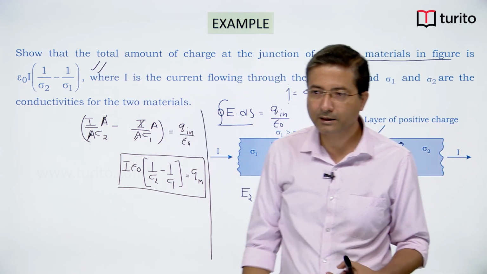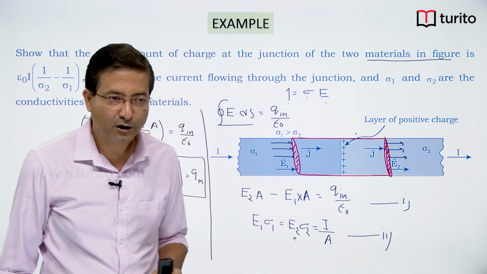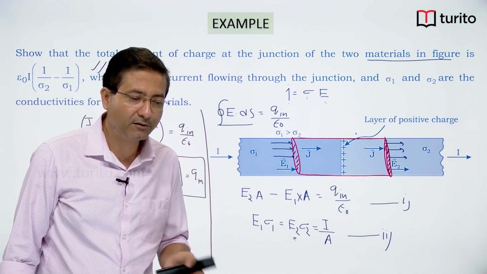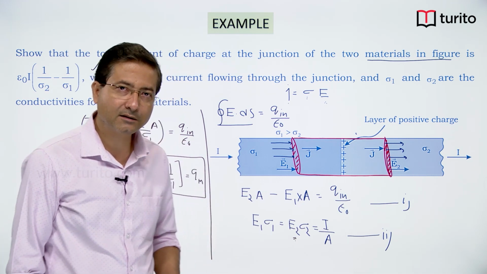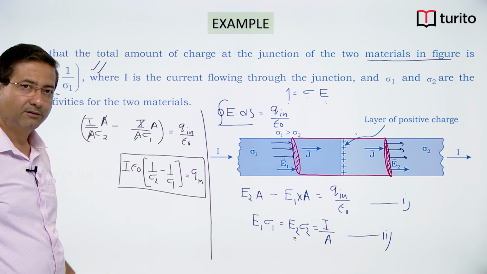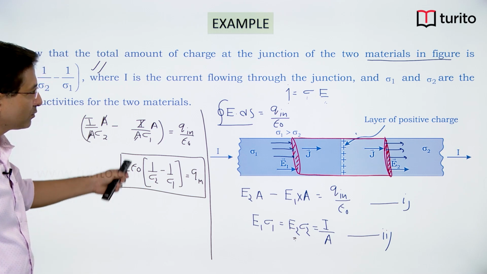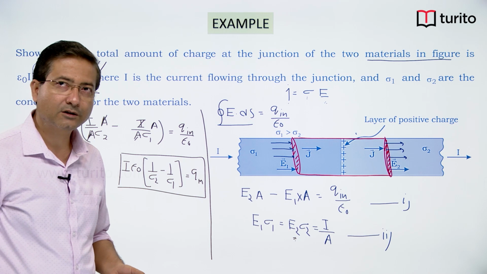When two different materials are joined, the junction will accumulate charge in such a way that it creates a field difference on both sides. On one side we get field E1, on the other side field E2, because they are different materials. I hope this concept is also clear. Let us move to the next one.